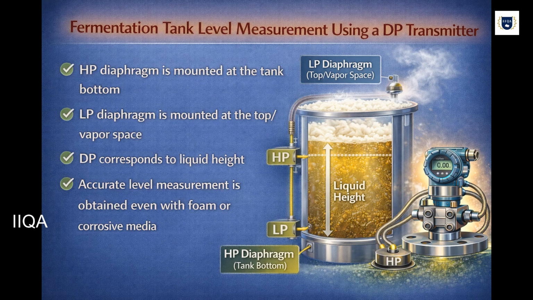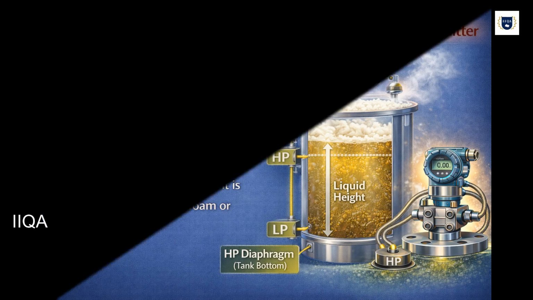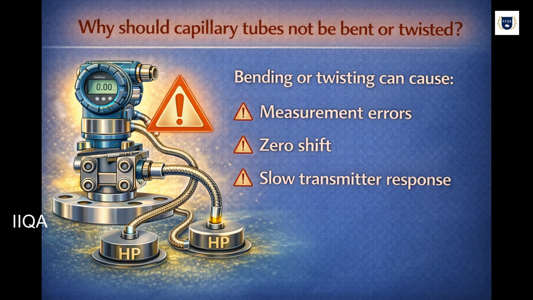Why should capillary tubes not be bent or twisted? Bending or twisting can cause measurement errors, zero shift, slow transmitter response.